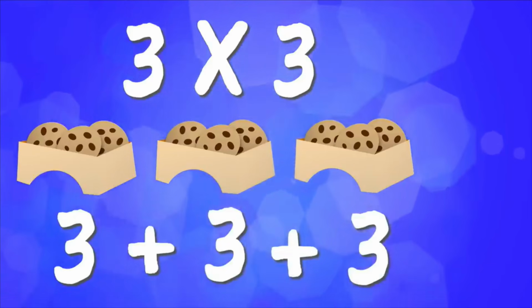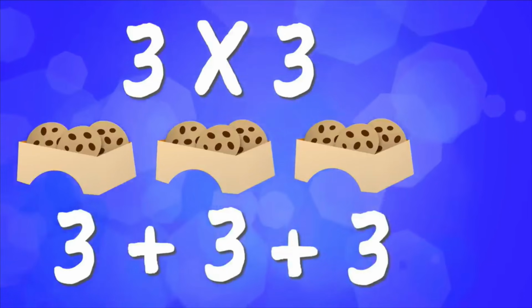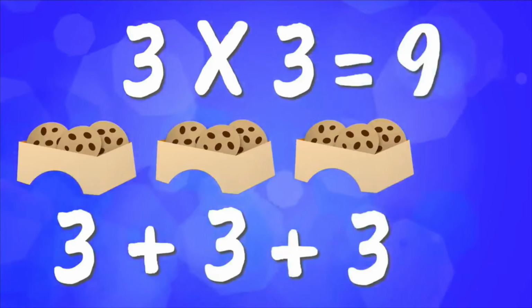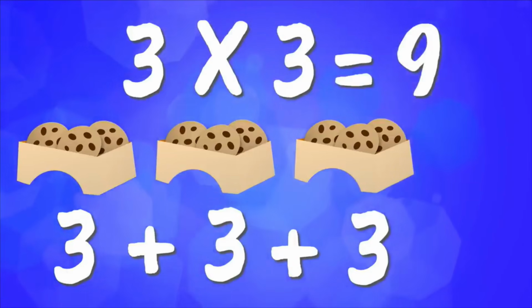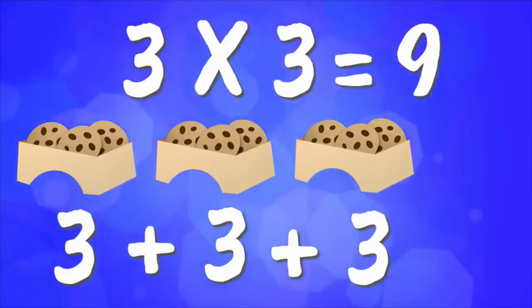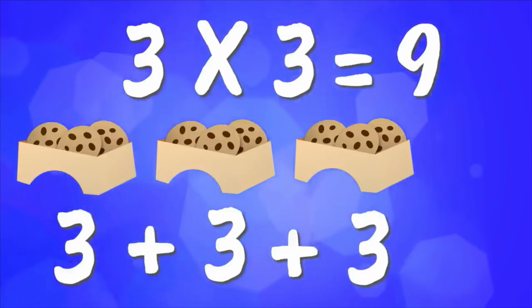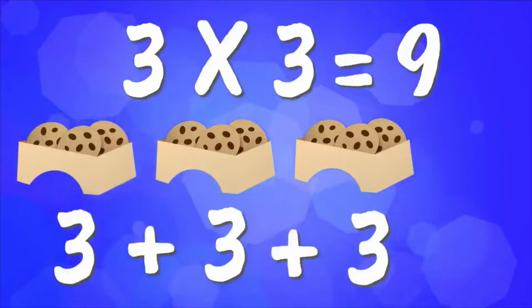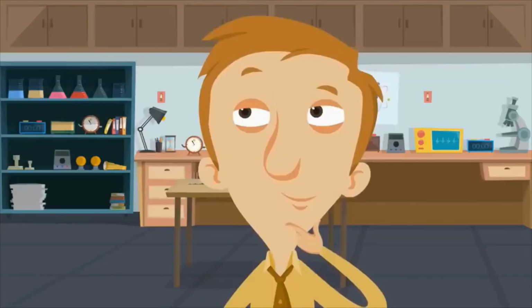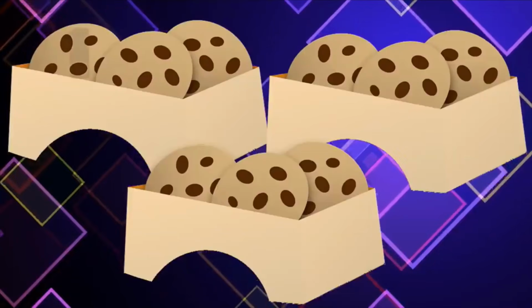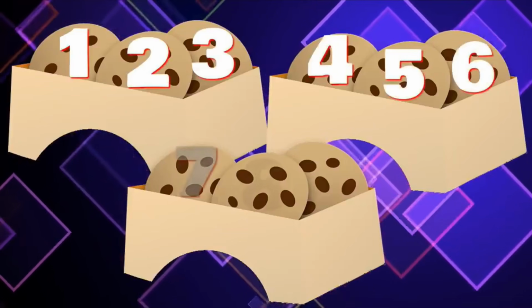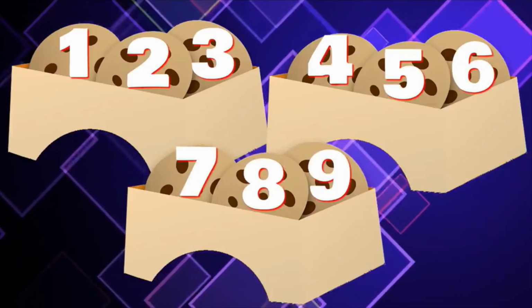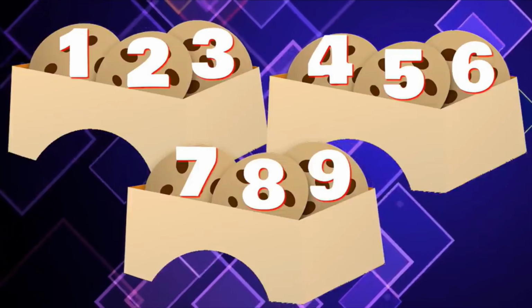What is 3 times 3? 9. Awesome! 3 times 3 equals 9. That means there are 9 cookies in all. 3 cookies 3 times means there are 9 cookies. We could even count the cookies to double check. 3 cookies 3 times. 1, 2, 3, 4, 5, 6, 7, 8, 9. 3 times 3 equals 9.